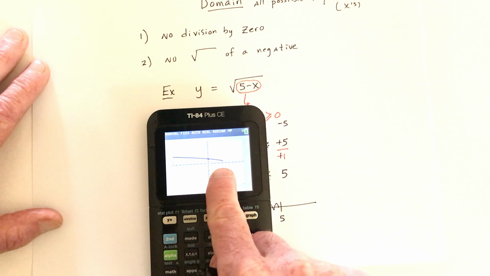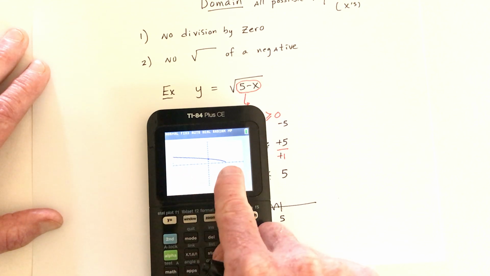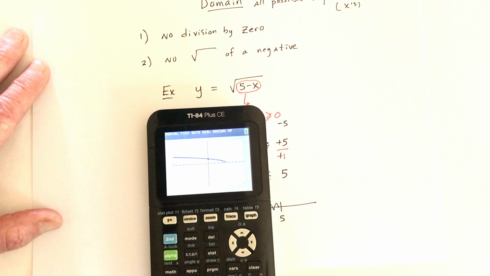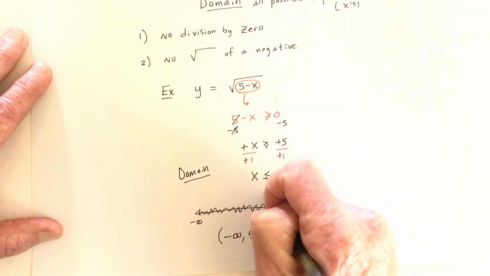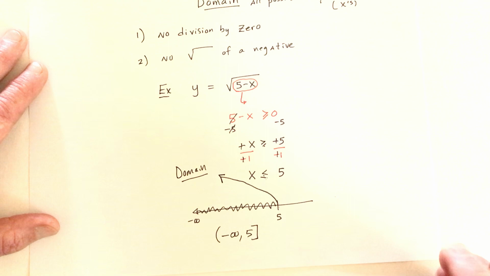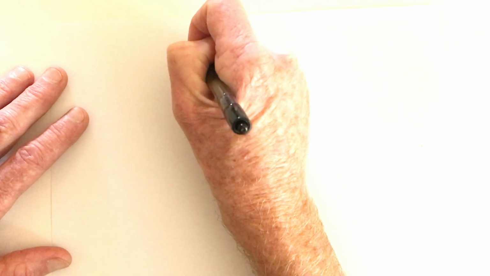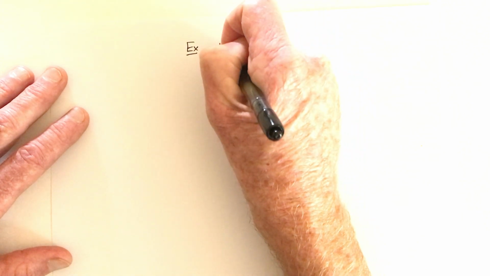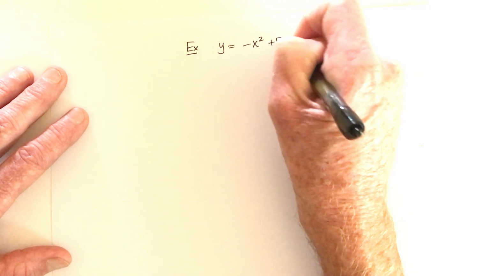So then you could see here's 5. And if you go to the left of 5, the graph exists. If you go to the right of 5, there's nothing. So then finally for this one, the actual graph goes like this. So for the next example, suppose we have y equals negative x squared plus 5x plus 1.